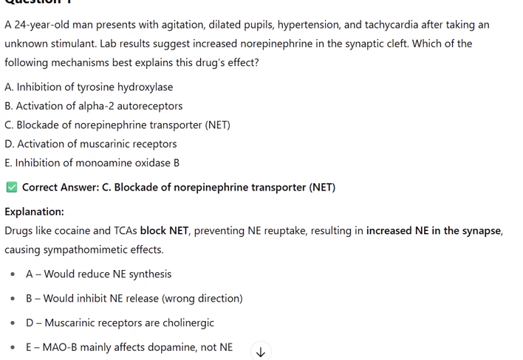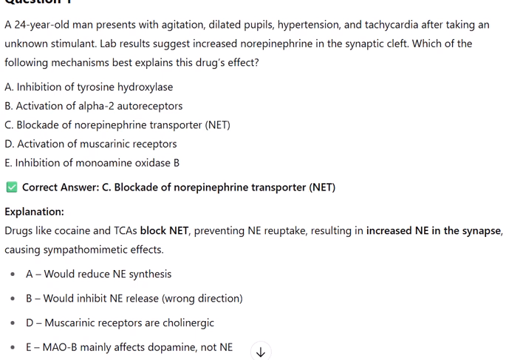A. Inhibition of tyrosine hydroxylase. B. Activation of alpha-2 autoreceptors. C. Blockade of norepinephrine transporter. D. Activation of muscarinic receptors. E. Inhibition of monoamine oxidase B. Correct answer C. Blockade of norepinephrine transporter, NET.